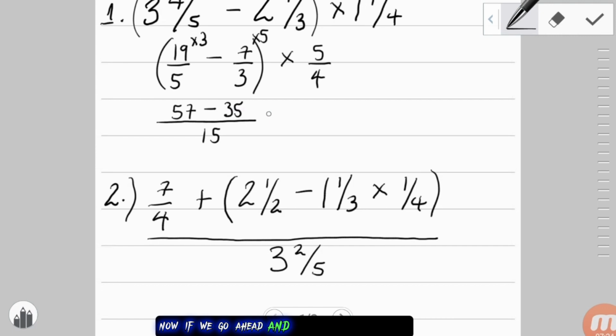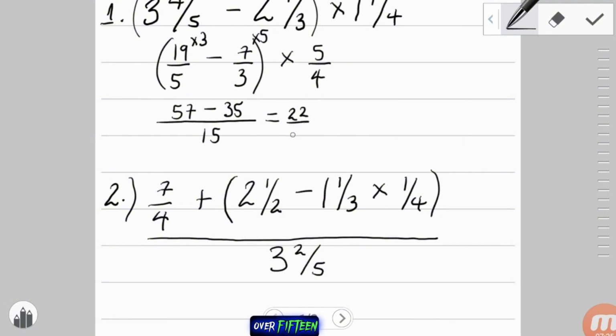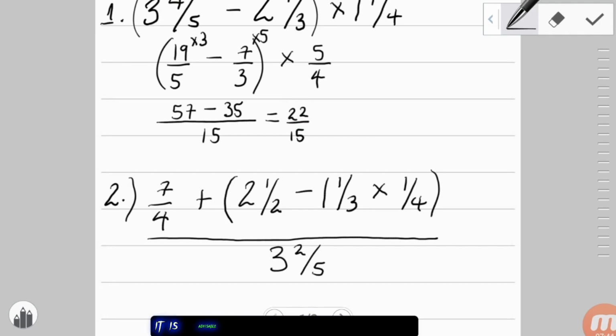Now if we do our subtraction for this aspect of the problem, you'll find that our answer works out to be 22 over 15. It's very important that you also check whether we end up with numbers that can be reduced, because if it can, it is advisable that you reduce your fraction to the lowest term, so it's easier to proceed. So this becomes our result of the bracket aspect of the problem.